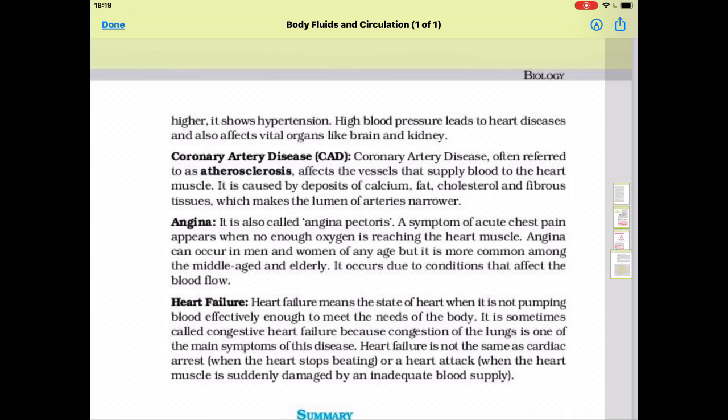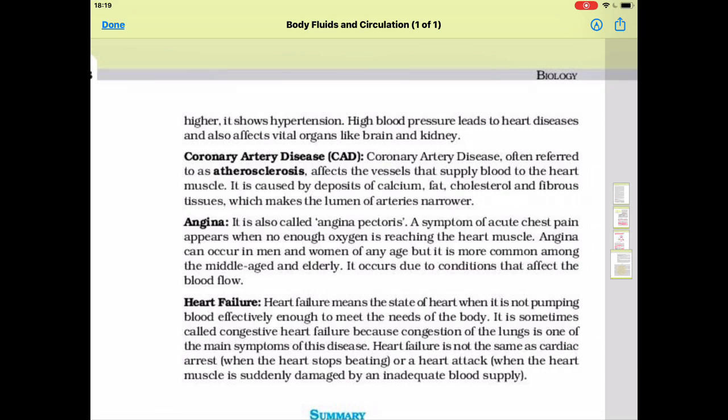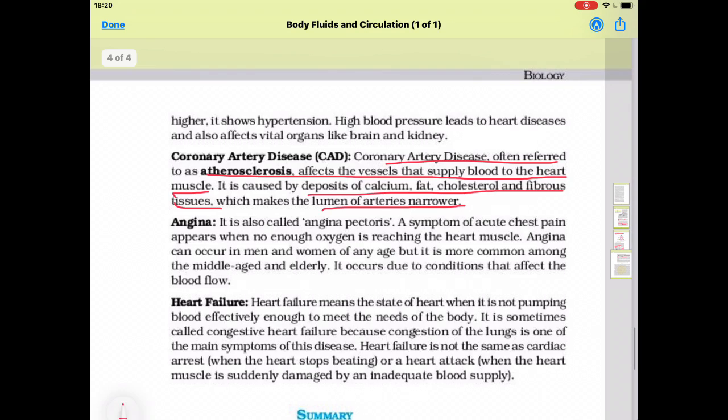Next is coronary artery disease, CAD. Coronary artery disease, often referred to as atherosclerosis, affects the vessels that supply blood to the heart muscle. It is caused by the deposit of calcium, fat, cholesterol, and fibrous tissue, which makes the lumen of arteries narrower. On the inner side of arteries, sometimes the deposit of cholesterol, calcium, or fats occurs, which reduces the lumen cavity of the artery. So this condition is known as CAD, coronary artery disease. In this, the blood can't flow properly.